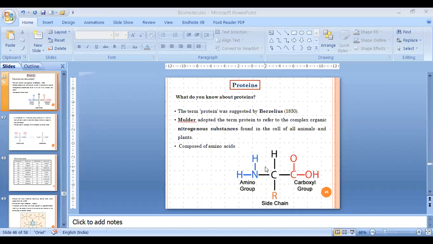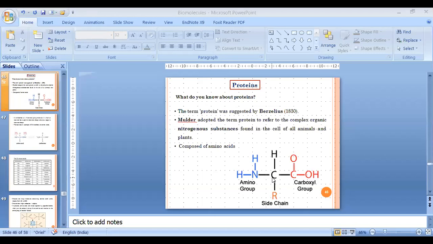What you need to keep in mind at this moment is that the central carbon of an amino acid is a chiral carbon. What do you mean by chiral carbon? Four different molecules attached to the carbon. Yes, exactly. That's the right answer. So all the amino acids have a chiral carbon except glycine. Okay, please note it down. All the amino acids have a central chiral carbon except glycine.